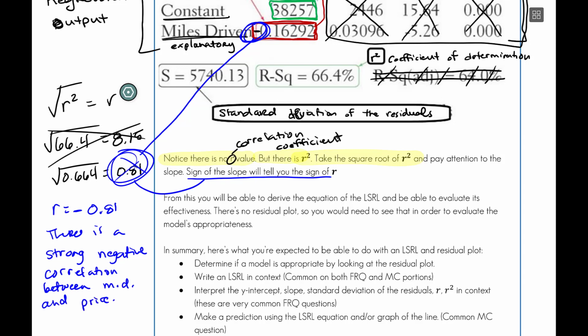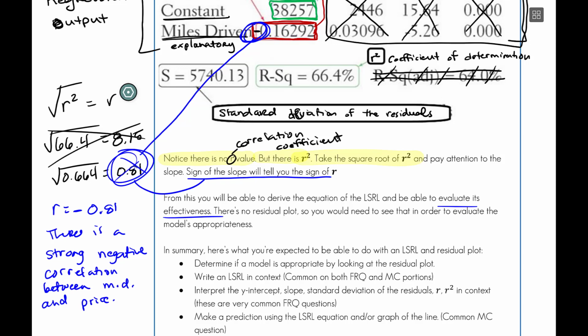So from this, you're going to be able to not just derive the equation of the least squares regression line, but everything that you would possibly need in order to describe the relationship between these two variables. You'll also be able to evaluate its effectiveness. Okay? Now, the only thing that you really can't do is look at the residual plot to see if it's going to be appropriate. So that's still something you need. You still need to see the actual picture. Still need the scatter plot and the residual plot to see if you have an appropriate regression model.